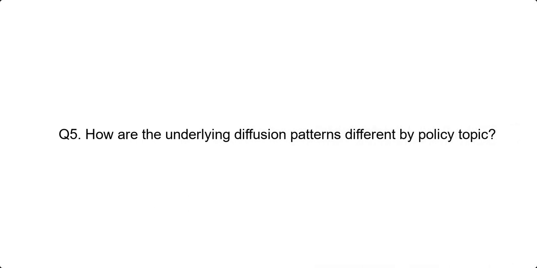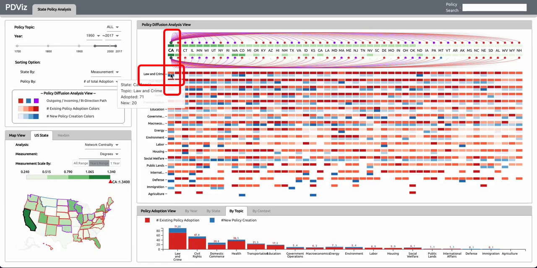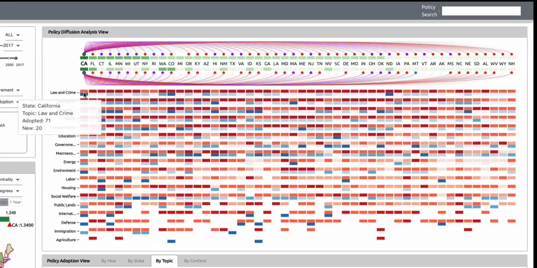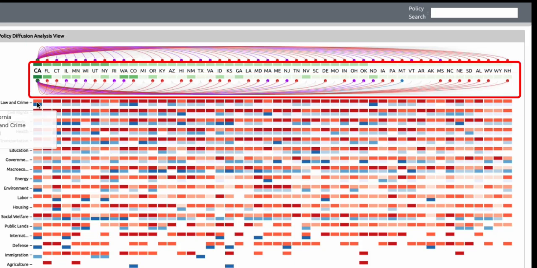How are the underlying diffusion patterns different by policy topic? When we hover the mouse over the cell across California and law and crime, upper and lower patterns in the policy diffusion view are highlighted. The upper patterns highlight the patterns for overall policies from California across 50 states of the United States. The lower patterns highlight the pattern for law and crime starting from California.